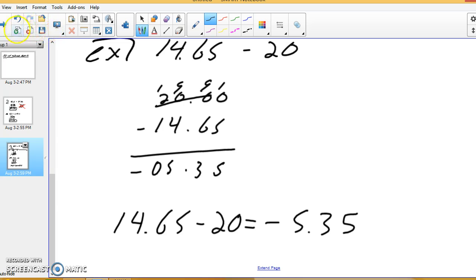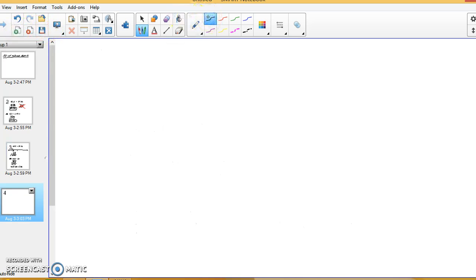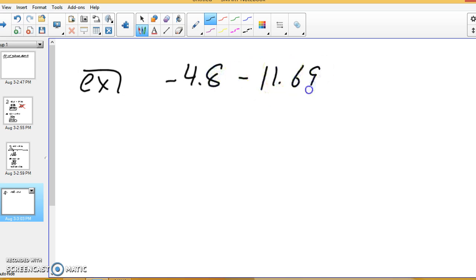So I'll go through an example for you to try yourself. An example here: we have negative 4.8 subtract 11.69, and I'll let you work on that right now.